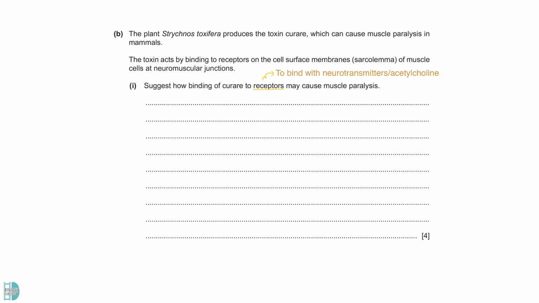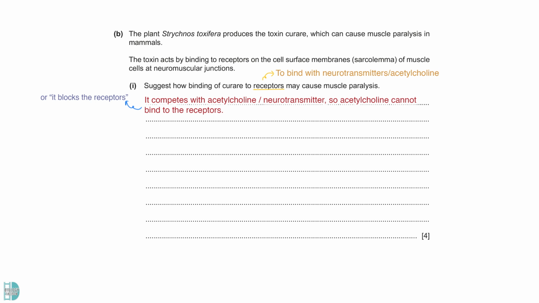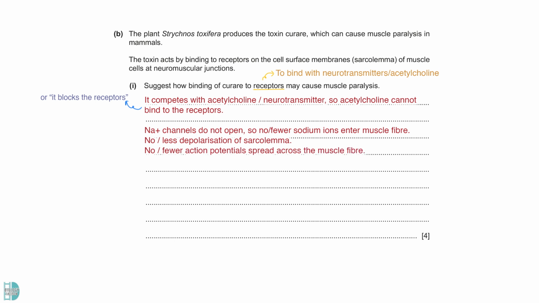Those receptors are the binding site of the neurotransmitter. The toxin competes with them, so acetylcholine cannot bind to the receptors. In other words, they block the receptors. The sodium ion channels do not open, leading to fewer sodium ions entering the muscle fiber. Without the ions, the sarcolemma is not depolarized. This causes no or fewer action potentials to spread across the muscle fiber.